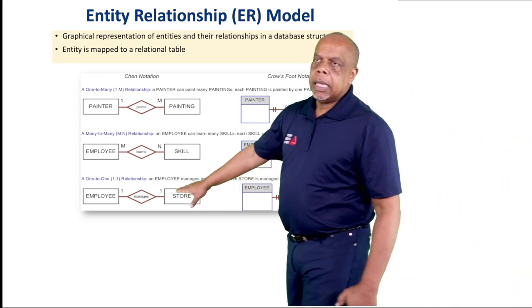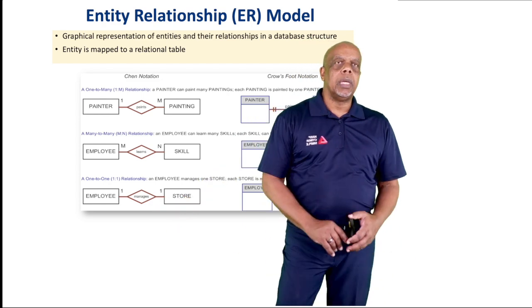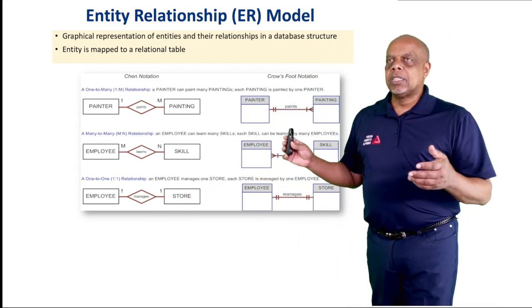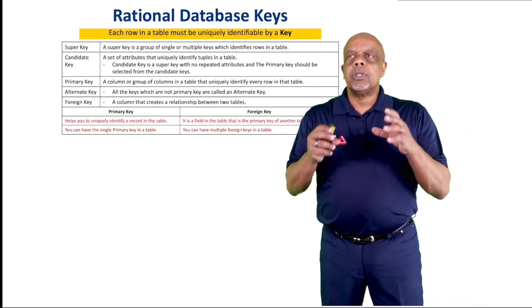And a one-to-one. You have employee manages, one employee will manage one store. One-to-one relationship. But this is the entity relationship model. Like I say, it's just a way of mapping relationships. So now we kind of understand that.